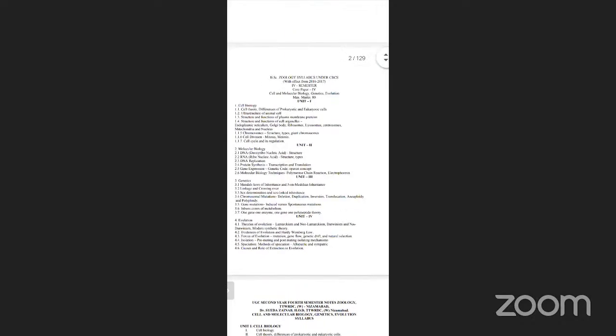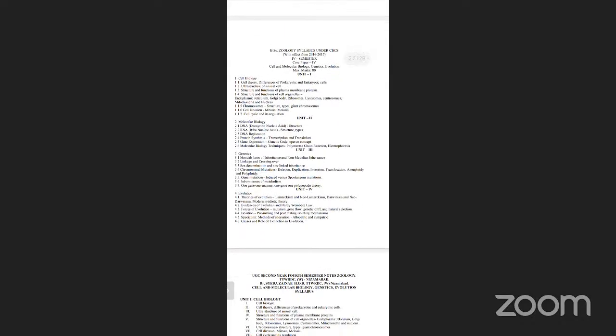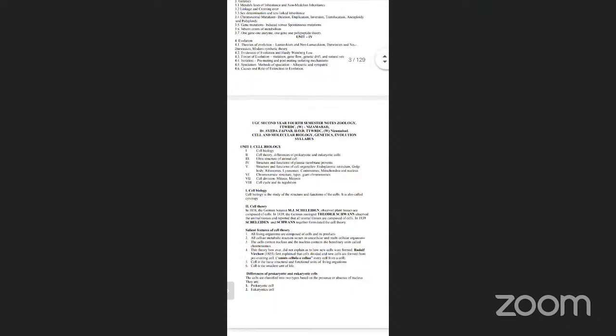So this is your syllabus: cell and molecular biology, genetics and evolution. The first unit contains the syllabus of cell biology, and the second, molecular biology. Actually, this is another university's syllabus, Ambedkar University, but it is near to your syllabus also. Genetics and evolution. These 4 topics are there in your syllabus. First of all, we have to introduce cell biology.